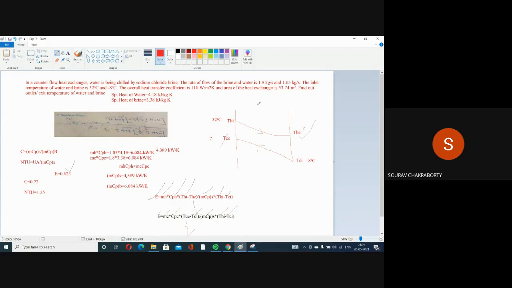So in this way, if the inlet temperature of both fluids is given, the overall heat transfer coefficient and area are given, and the mass flow rate and specific heat capacity are given, and we need to find the outlet or exit temperature, we need to implement the effectiveness formula of the heat exchanger. These are the two important aspects of heat exchanger design. The first one is on the basis of LMTD: you have MHCPH, MCCPC, the inlet and outlet temperatures for both fluids, and the overall heat transfer coefficient U, and you need to determine the area of the heat exchanger. So the LMTD method can be used.